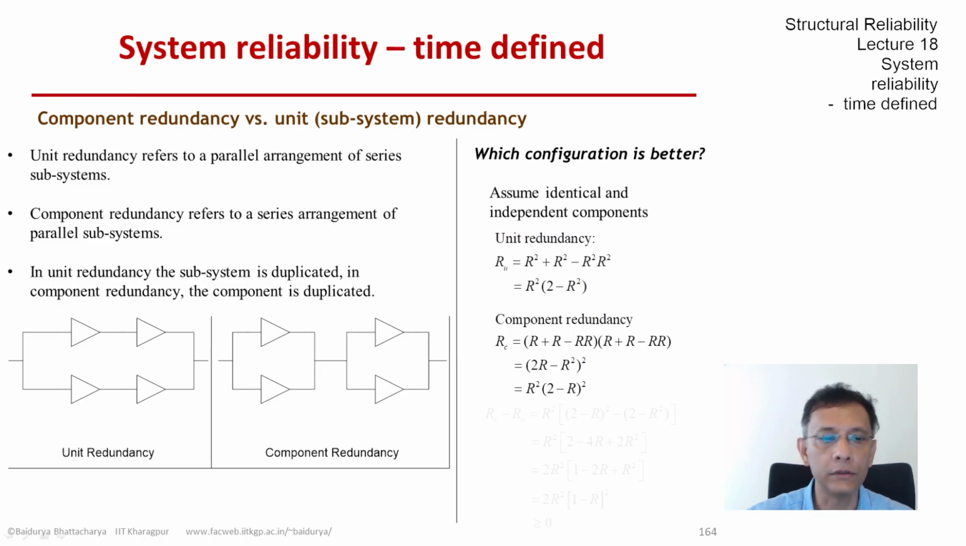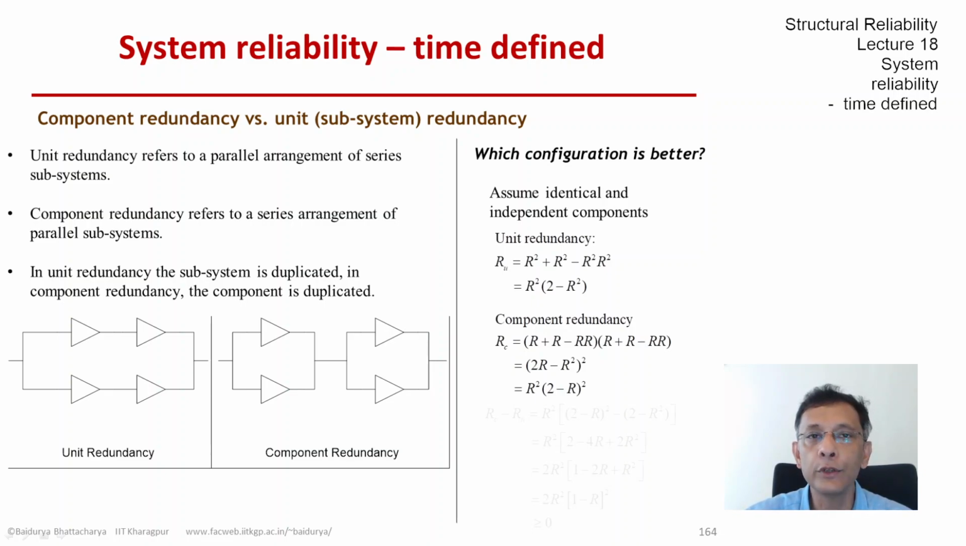And the component redundancy system reliability: each of the two subsystems is parallel in nature, so that's R plus R minus R squared, and there are 2 of them, so we multiply those, and the answer is R squared times (2 minus R) whole squared.